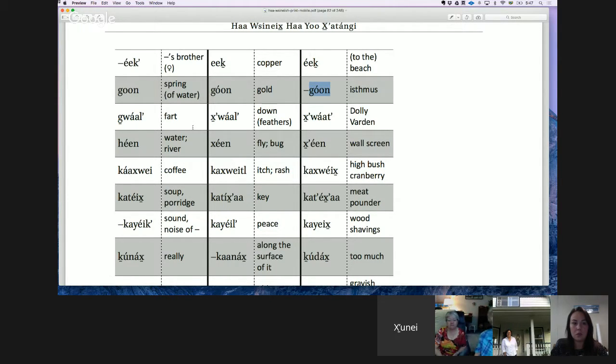Quack. Quack. These two are very similar. There's a few funny stories about it. Heen. Heen. Kahwe. Kahwe. Katech. Katech. Katecha.